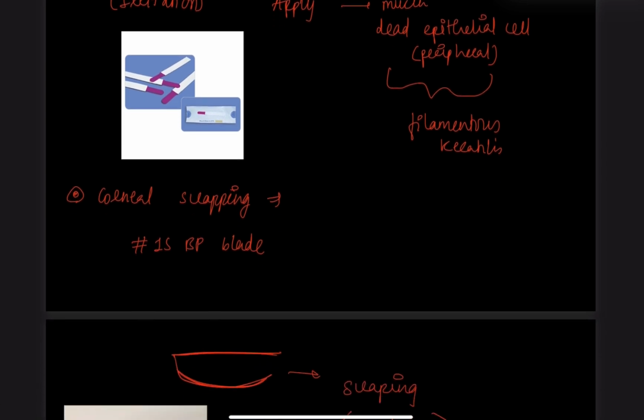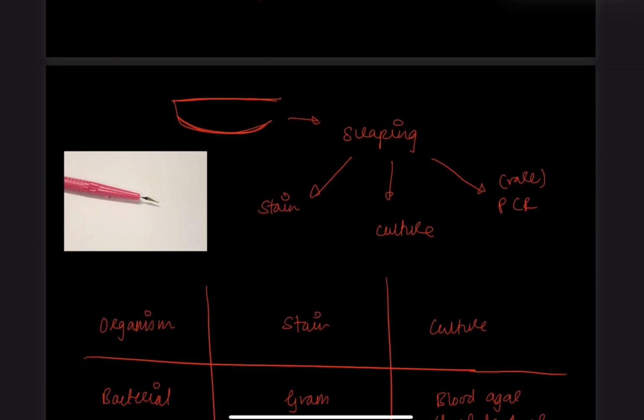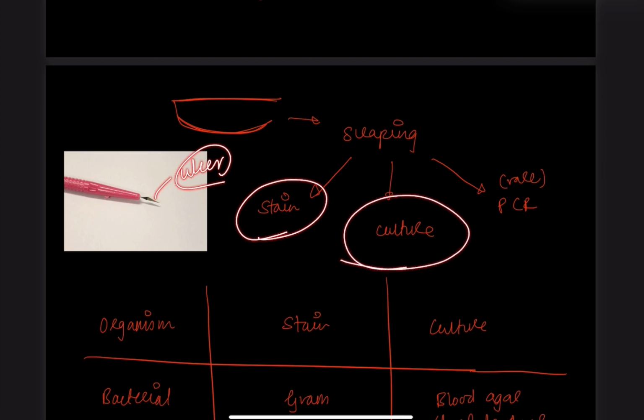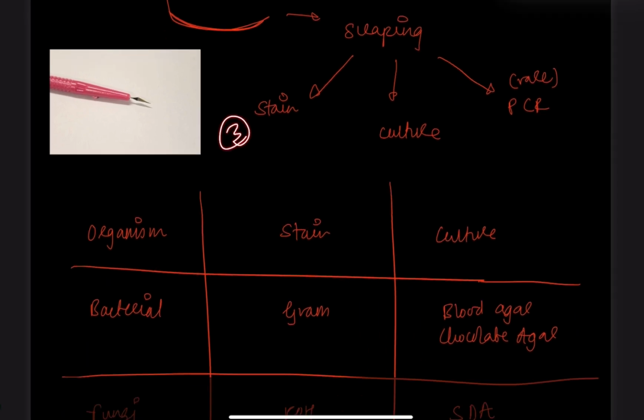Now we have stained it, we have known the extent and morphology. Now we will identify the organisms. How? We will identify with the help of corneal scraping. Corneal scraping is done with the help of a 15 BP blade. This 15 BP blade helps in scraping some part of that ulcer. So after scraping, we will stain it, we will culture it, and do PCR for rare diseases. We have to do all three things.